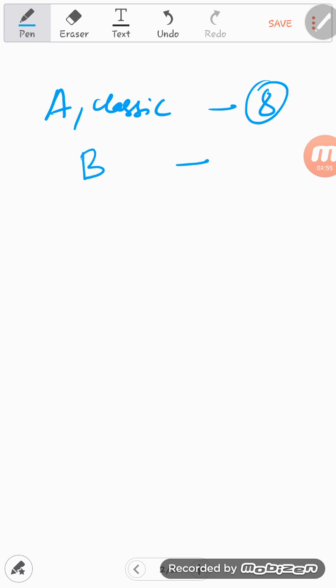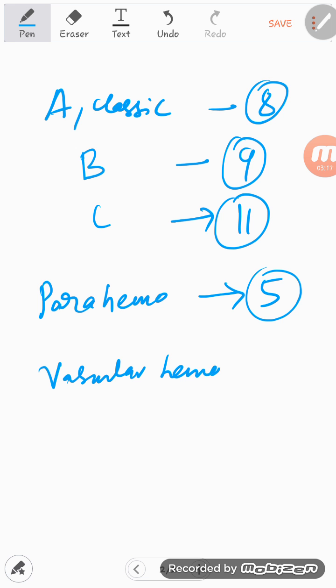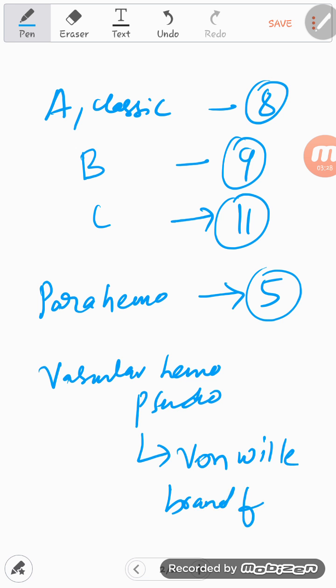Next question, hemophilia A, which is also called classical hemophilia, is due to deficiency of factor 8. Hemophilia B, called Christmas factor or Christmas disease, is due to deficiency of factor 9. Hemophilia C is deficient due to factor 11. Parahemophilia is due to deficiency of factor 5. Something called vascular hemophilia, or pseudo hemophilia, is nothing but von Willebrand factor.